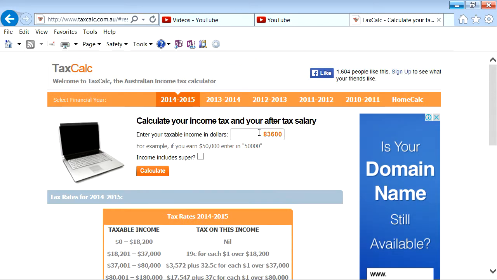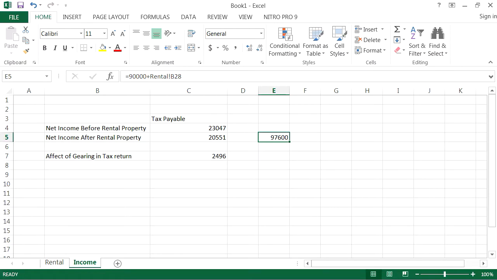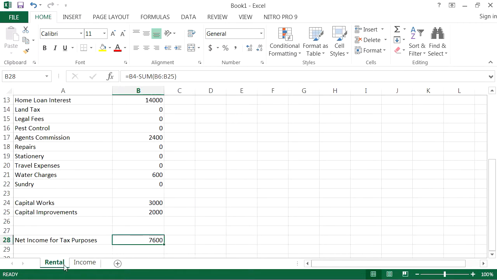$97,600. So going back to the tax calculator, 97,600, calculate that, and that gives you a total tax of $26,011. Which means that your tax return is actually worsened by $2,964 based on the positive gearing.